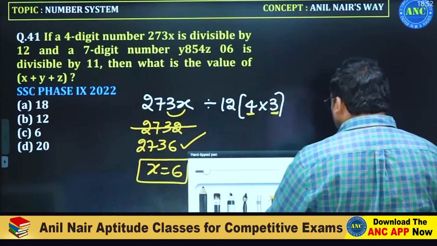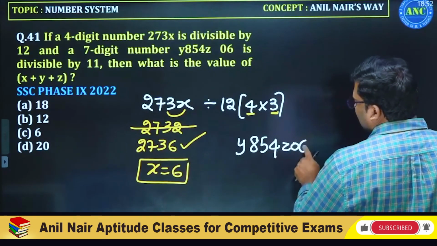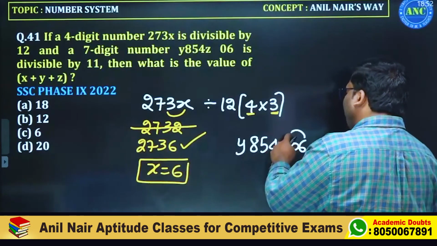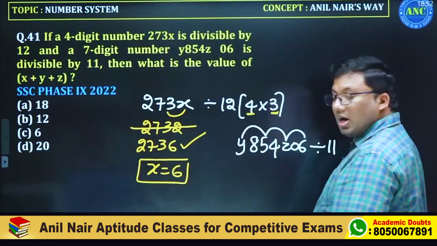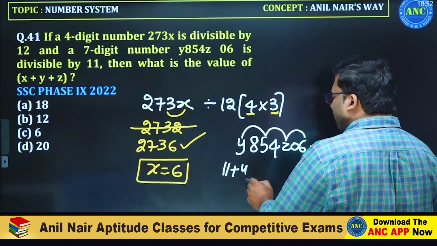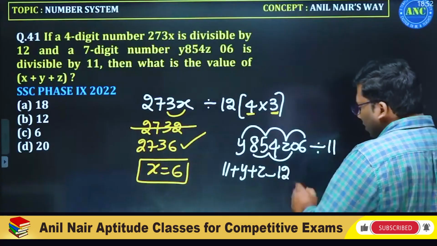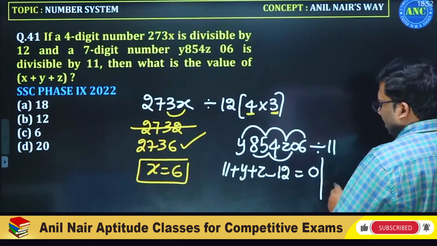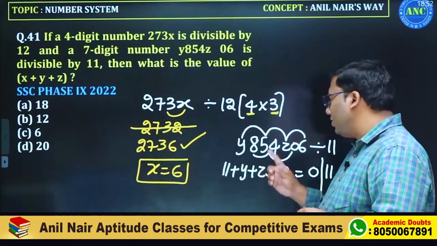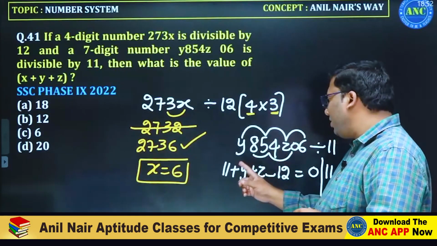Then there is a 7-digit number. What is that 7-digit number? Y854Z06. It is divisible by 11. The divisibility rule of 11 is sum of the odd places. Odd places are 6 plus Z plus 5 plus Y, so this will be 11 plus Y plus Z, minus sum of the even places. It is either 0 or divisible by 11. I hope the idea is clear to you.